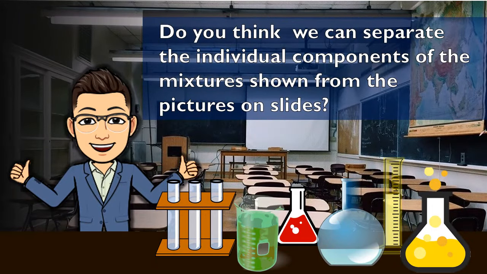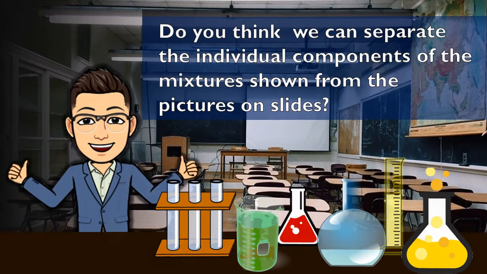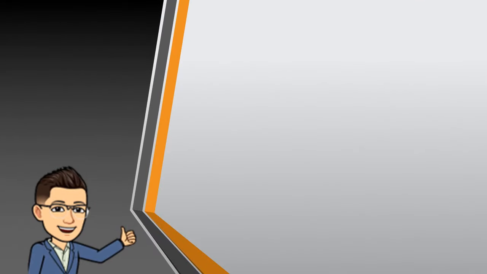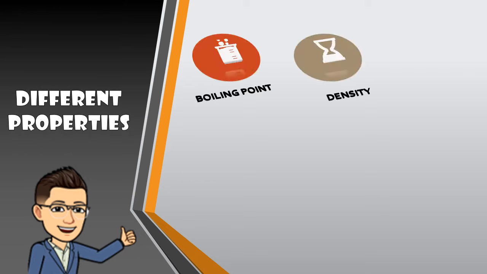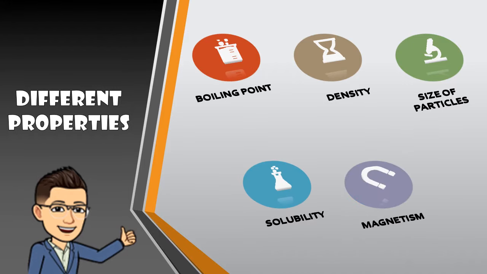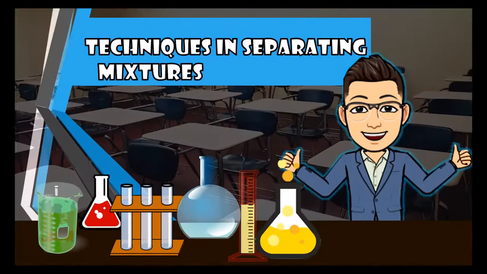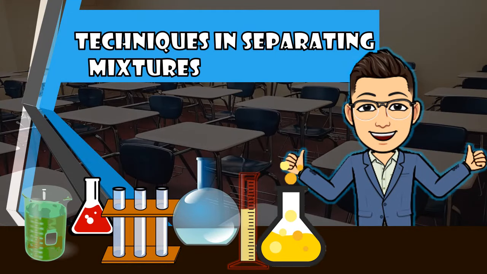Now, do you think we can separate the individual components of the mixture shown from the pictures on slides? Correct! We can separate the components of different mixtures using a certain process or method based on their different properties such as boiling point, density, size of particles, solubility, and magnetism. These are the techniques in separating mixtures.